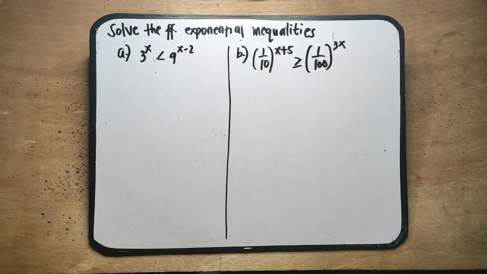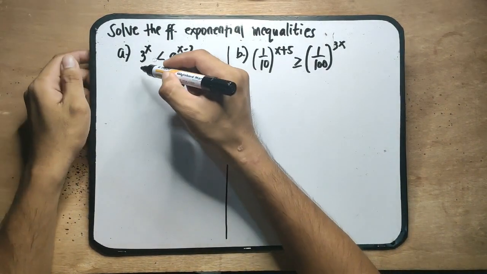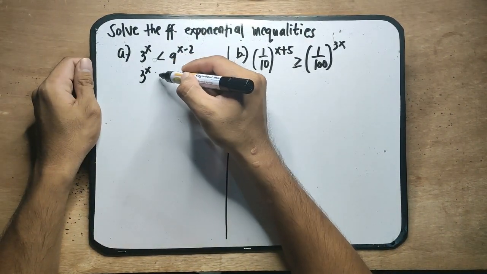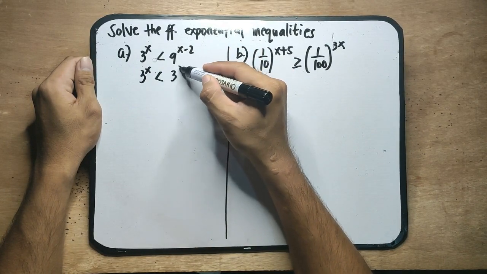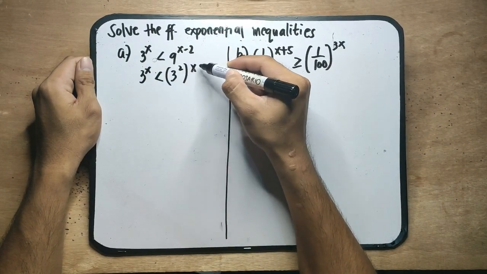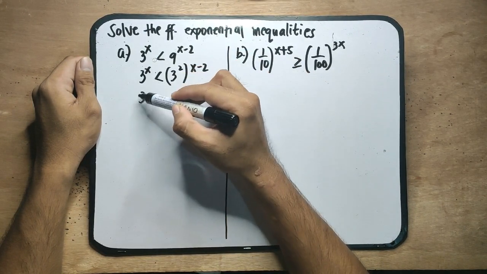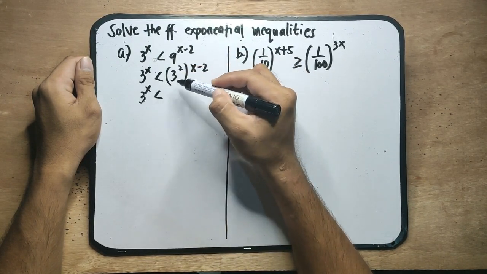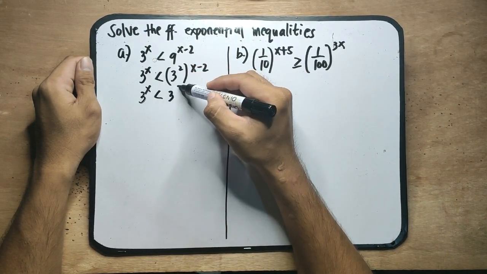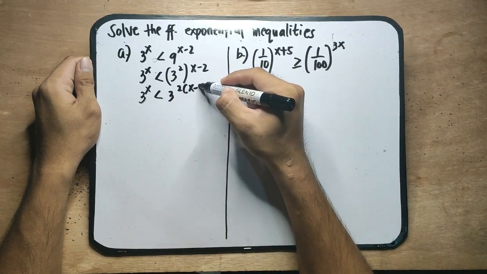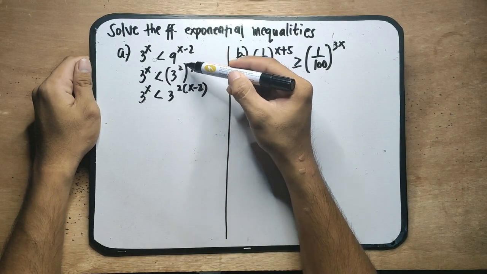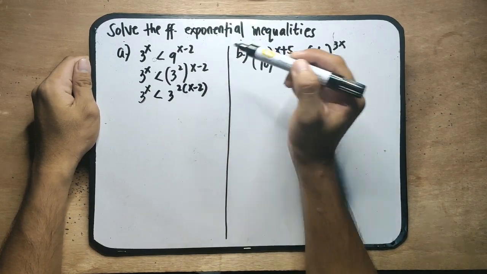So 9, multiple niya ni 3, it can be written as 3 times 3 or 3 squared. So we bring down 3 to the x, then less than 9 can be written as 3 squared, then the exponent. So 3 raised to x is less than 3 raised to 2 times x minus 2. So the product rule. Okay?